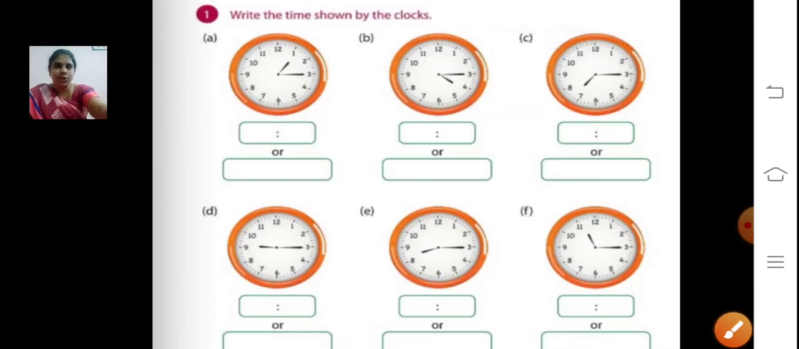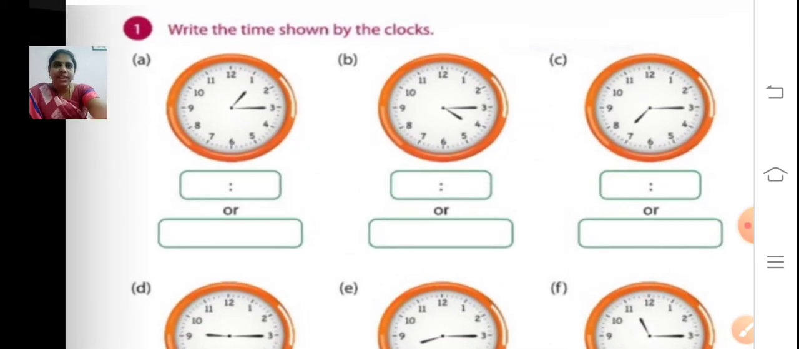Yes. Now we'll do the sum. Write the time. Now you can take your textbook, time chapter. So first one is write the time shown by the clock. Now we are going to write the time shown by the clock.